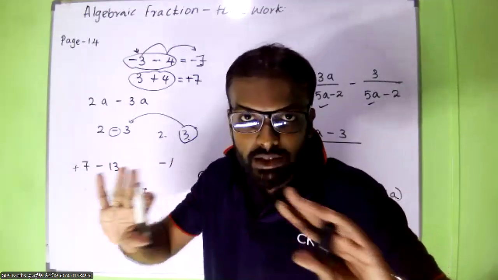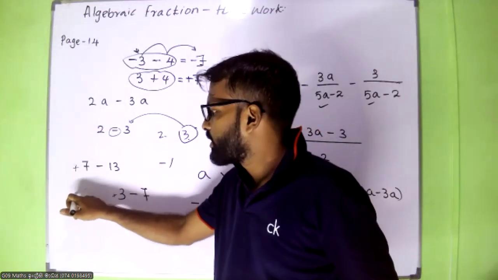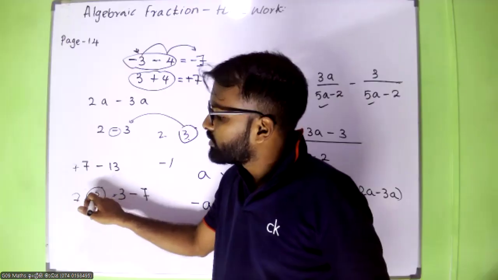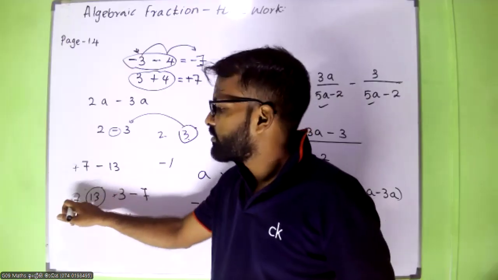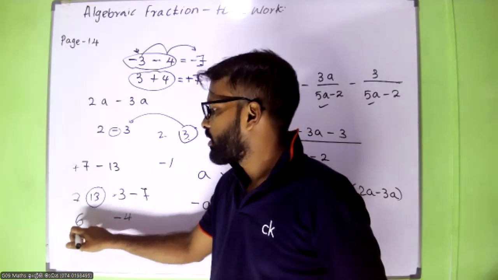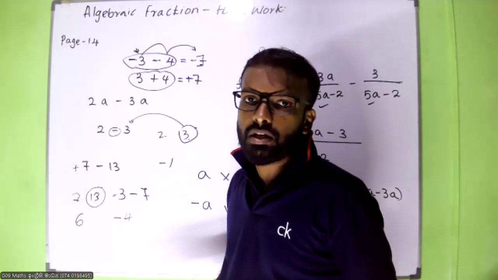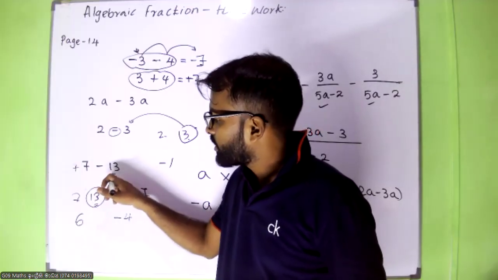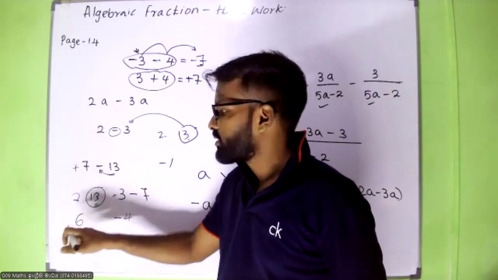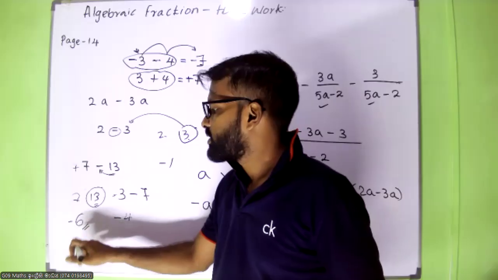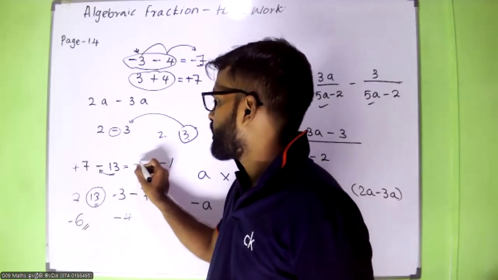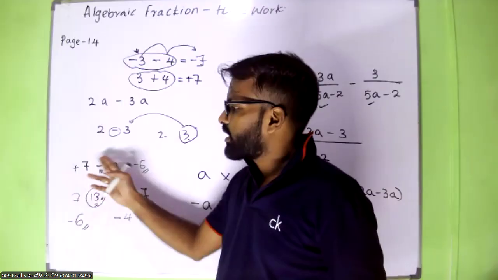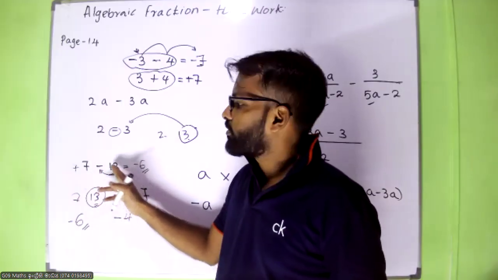Just forget the signs. Now you have 7 and 13. What is the biggest number? The biggest number is 13. Just subtract the two numbers: 13 minus 7, 6. How do you define the sign of this answer? The biggest number is 13. What is the sign of the biggest number? Minus. So your answer is minus 6. Two different signs: get the subtraction and put the sign of the biggest number.